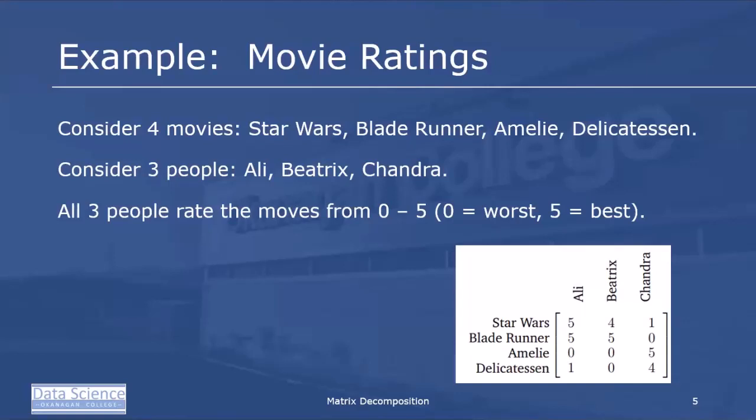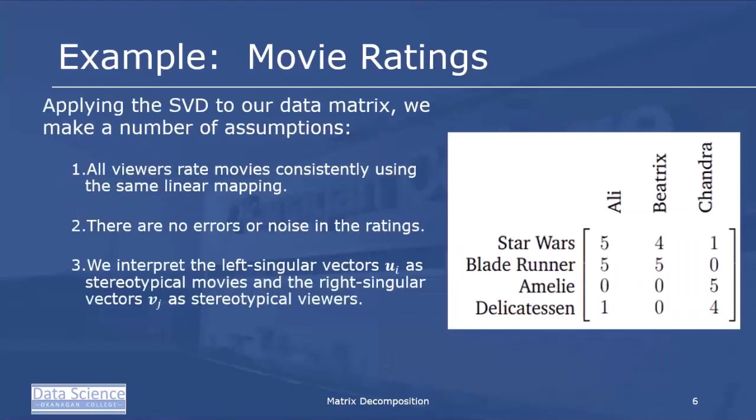Here our matrix A is 4 by 3. Each row represents a movie, and each column a user. Thus, the column vectors are movie ratings, one for each user, Ali, Beatrix, and Chandra's preferences. Factoring matrix A using a singular value decomposition offers a way to capture the relationships of how people rate movies, and especially if there is a structure linking which people like which movies.